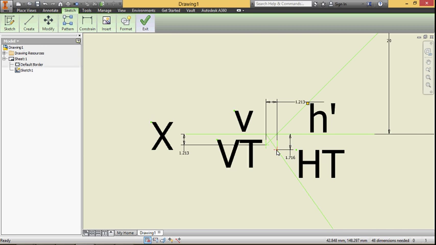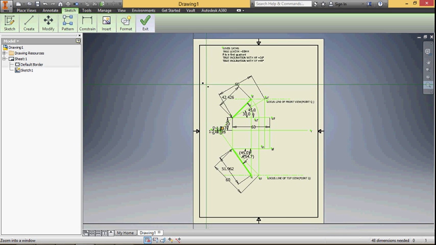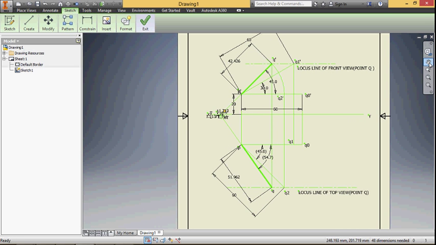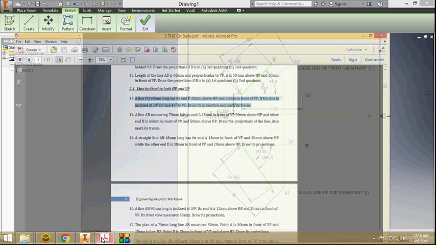This point is the horizontal trace. Through this point draw a line that is called the projector of the horizontal trace. Similarly, this is the vertical trace. From this point draw a vertical line that is called the projector of the vertical trace. The distance between the projector lines through the vertical trace and horizontal trace is 1.213 millimeter. So this is the final answer of problem number 13.